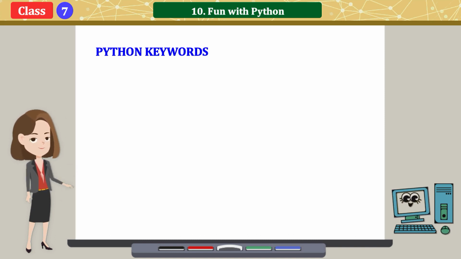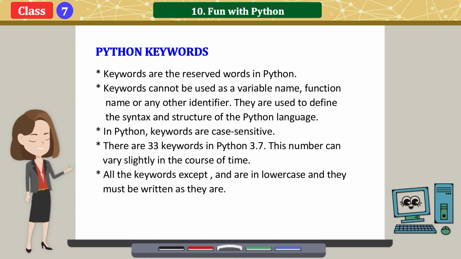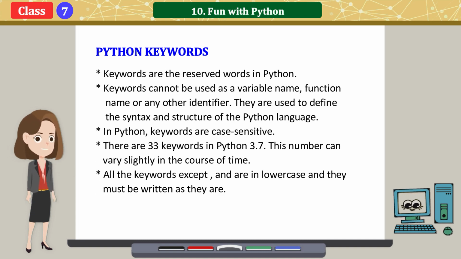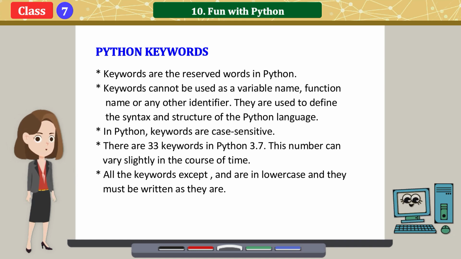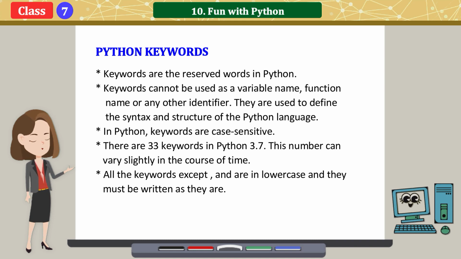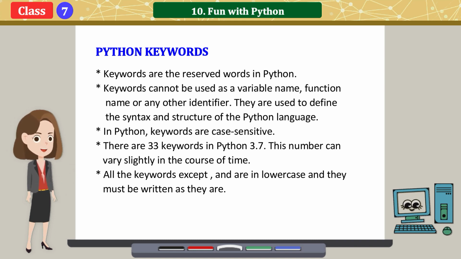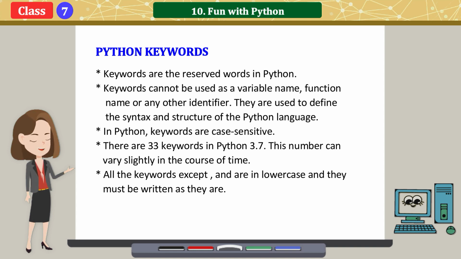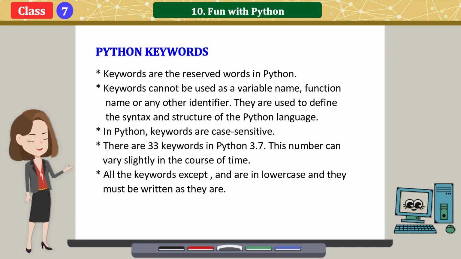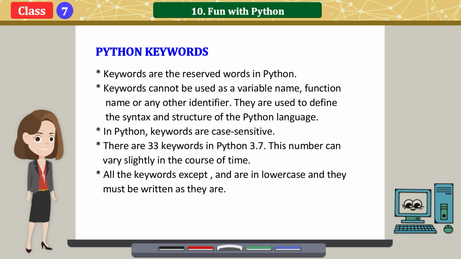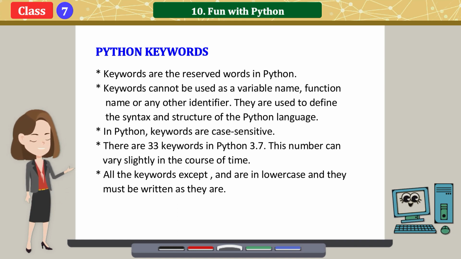Python keywords. Keywords are the reserved words in Python. Keywords cannot be used as a variable name, function name, or any other identifier. They are used to define the syntax and structure of the Python language. In Python, keywords are case sensitive. There are 33 keywords in Python 3.7. This number can vary slightly in the course of time. All the keywords except True, False and None are in lowercase and they must be written as they are.